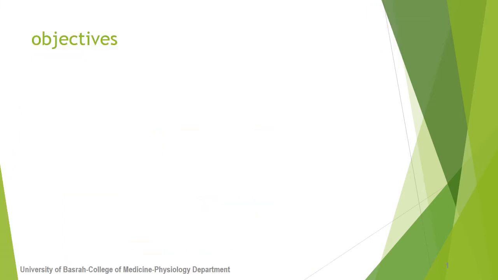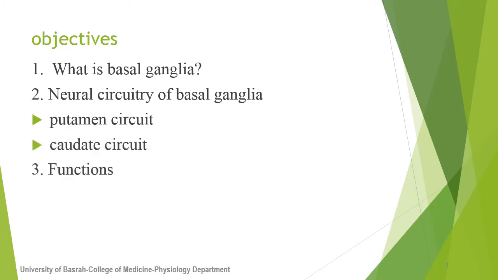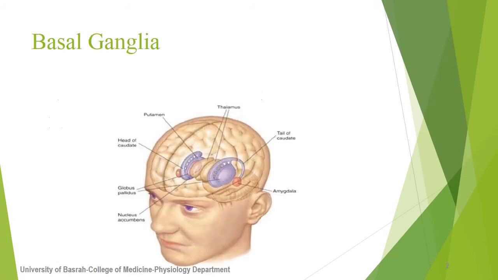Our objectives for this lecture include, first of all, we have to know what is basal ganglia, what are the neuronal circuitry of basal ganglia, and two major circuits we will talk about in detail, the putamen and the caudate circuits. Also, we will have a few points about the functions of basal ganglia, what are the neurotransmitters acting, and also I will give you a few clinical abnormalities related to basal ganglia lesions or diseases.